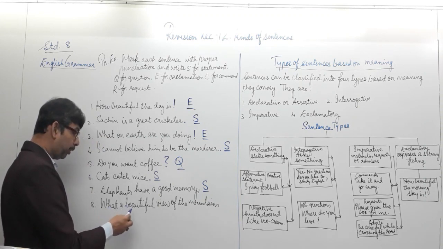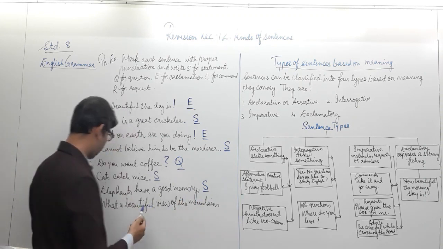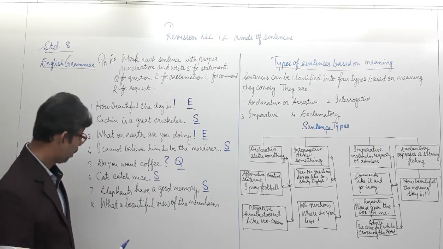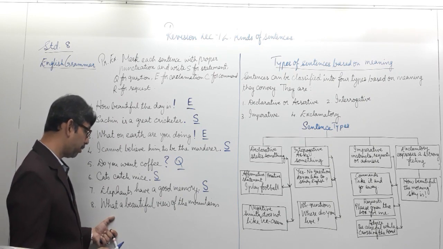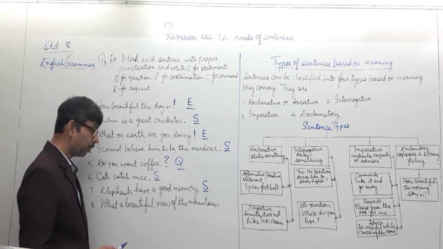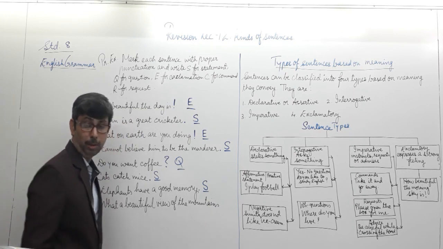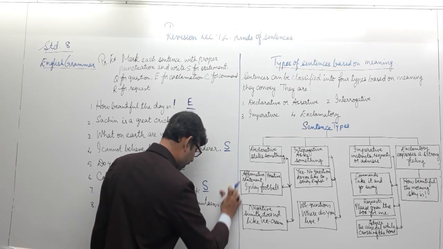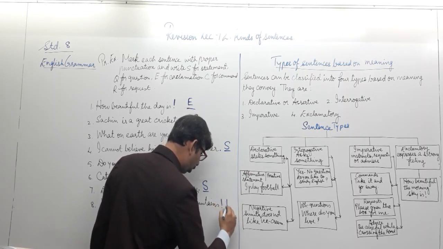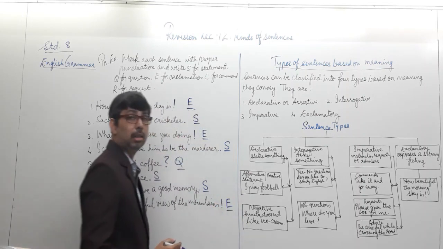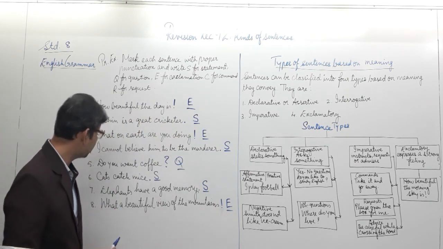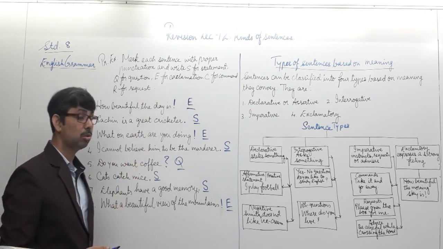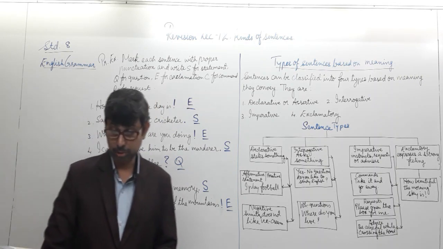Finally, what a beautiful view of the mountains. So once again we use the word what, but this time too we are not asking a question. We are simply admiring the beauty of mountains by saying what a beautiful view of the mountains. Hence we require an exclamation mark over here at the end and acknowledging it as the exclamatory sentence. So these were the 8 sentences. Well, we did not have any command or request type of sentence over here. Hence, we have not marked it out.